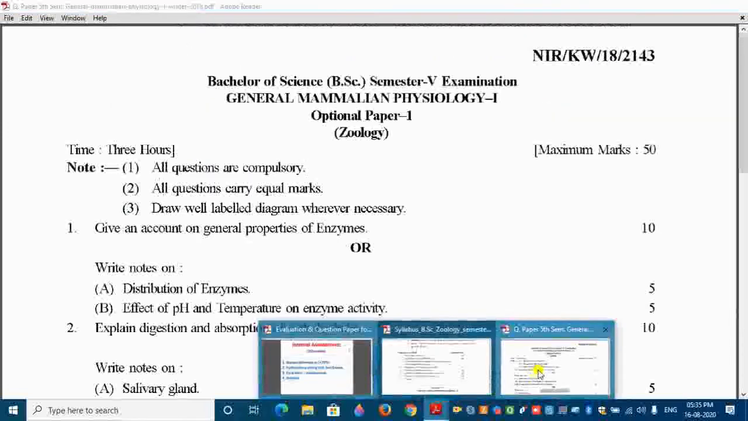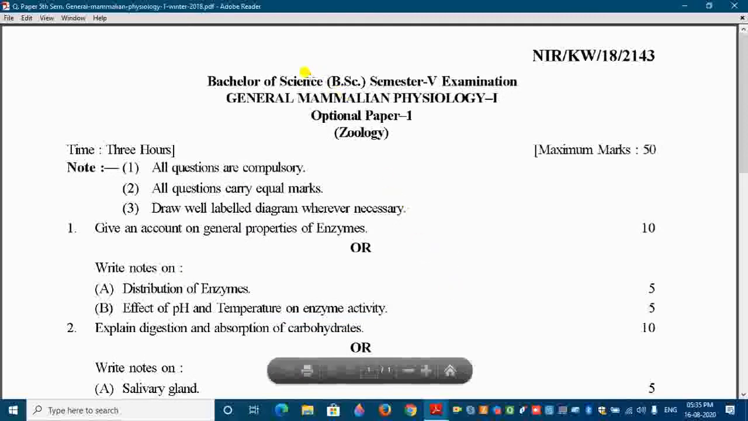Now we have to understand what type of question paper pattern there is for the 5th semester examination. Now this is one of the papers, General Mammalian Physiology, from the Nagpur University. So here a total of 5 questions are there, and all questions are compulsory. You have to solve all questions, and all questions carry equal marks, that is 10 marks for each question. Where there is a need for a diagram, you can draw a well labeled diagram.